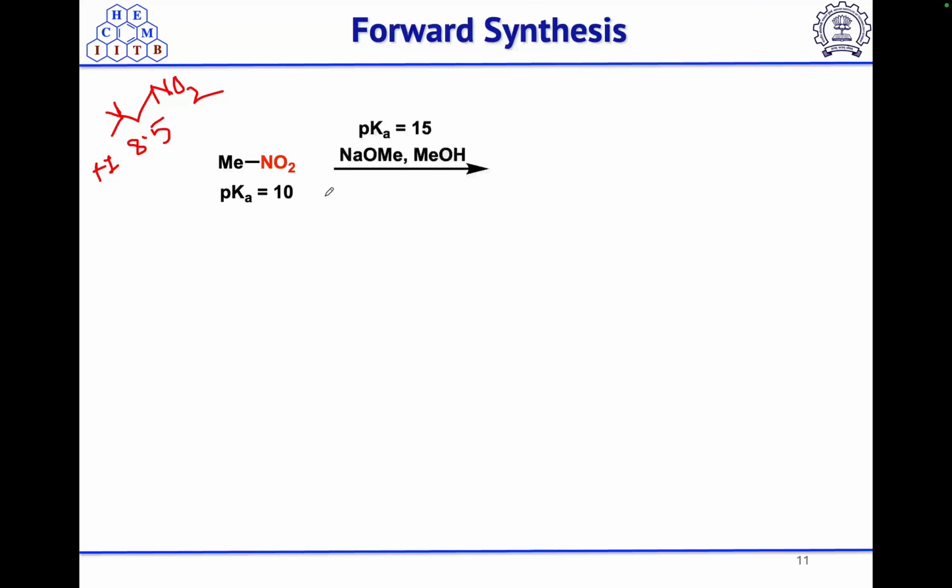Okay, so we can use sodium methoxide. That methoxide or ethoxide, the pK value of the corresponding conjugate acid is almost 15 or 16, right? So this base is sufficient to abstract this proton from nitromethane. Okay, so with nitromethane and sodium methoxide in methanol, we can easily abstract the proton from here. So we can generate the carbanion.